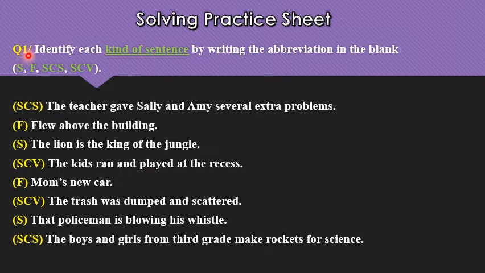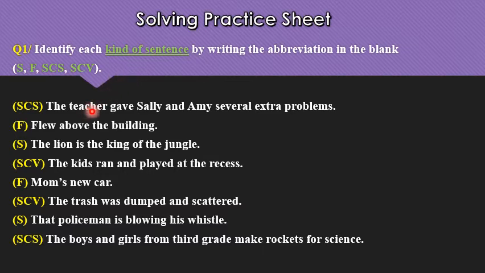Question 1. Identify each kind of sentence by writing the abbreviation in the blank. So you're going to tell me what kind of sentence each one is, okay? Each one of these sentences, by writing the abbreviation next to it. Is it a simple sentence, fragment sentence, simple sentence with compound subject, or simple sentence with compound verb? Now be with me. Again, if you have any mistake, please correct it.